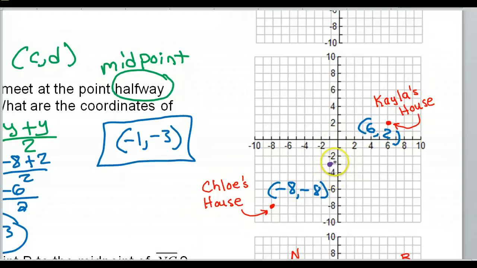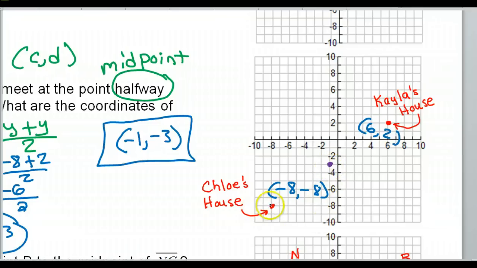How could I check it a little bit more precisely, you say, as long as we have a graph? Well, I'm glad you asked that. Let's look at the rise and run real quick. From the midpoint to Kayla's house, that would be 1, 2, 3, 4, 5. It's up 5. 1, 2, 3, 4, 5, 6, 7. It's up 5 over 7.